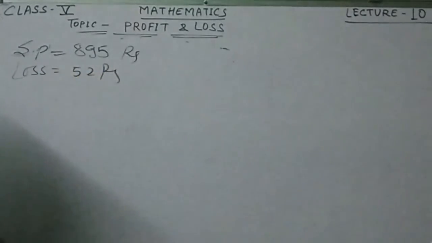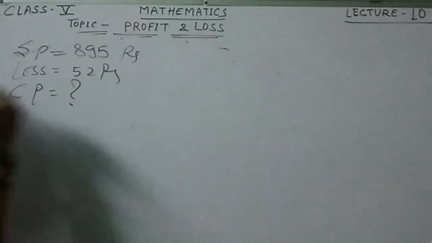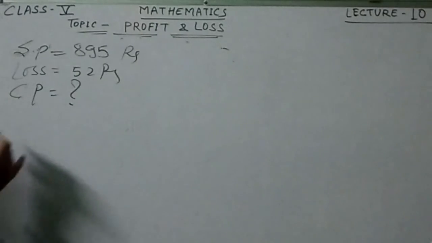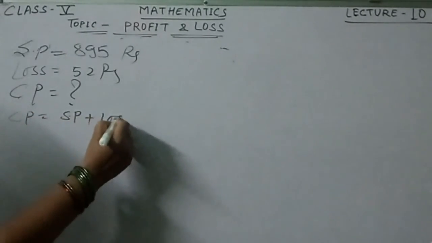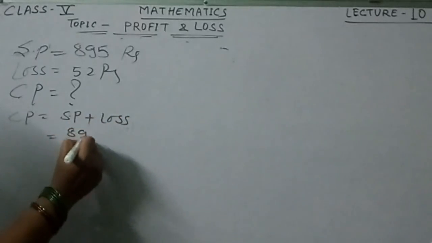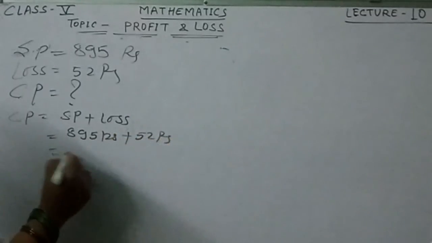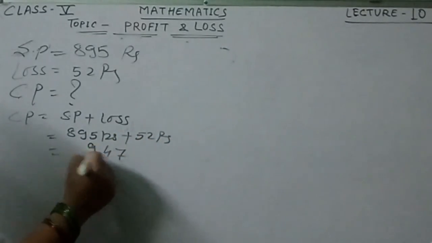What was the cost price of the fan? So you have to find the cost price. Okay. Students, see here, SP is given, loss is given. You have to find the CP. So what do we have to write in that case? CP is equal to SP plus loss. What is the SP here? 895 rupees plus 52 rupees. 5 plus 2 is 7, 9 plus 5 is 14, 4 and 1 is carried, so 947.